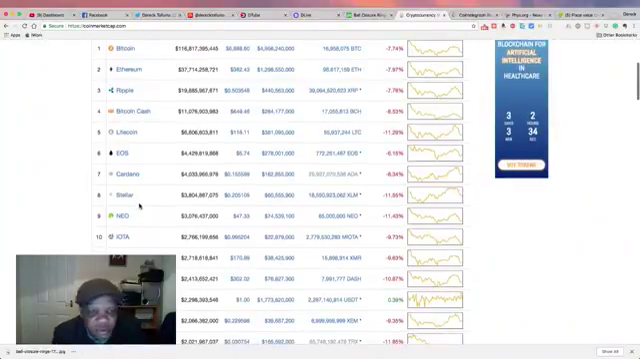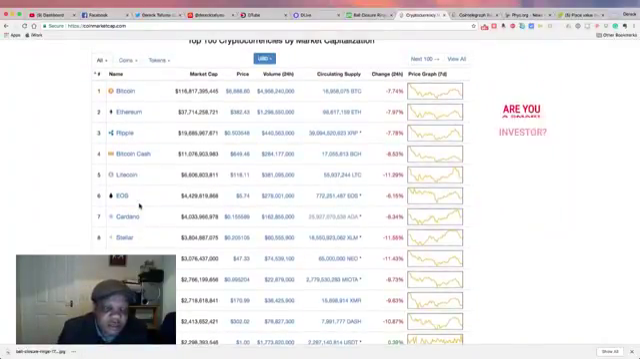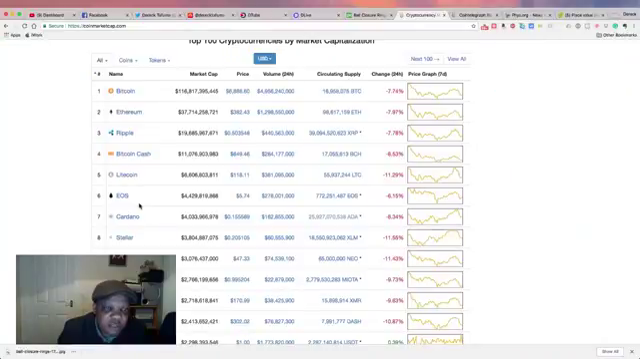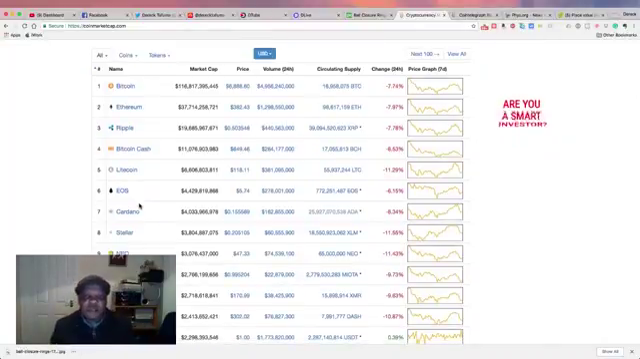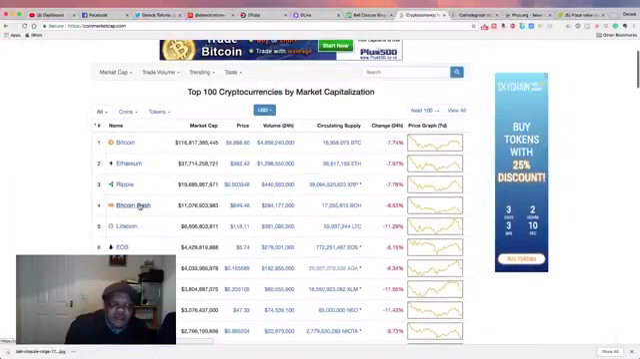2.7 billion, almost 3 billion. Neo has 3.067, 0.076 billion. Stellar is at 3.8 billion. Cardano 4.03 billion. EOS 4.43 billion. Litecoin 6.7 billion. Bitcoin Cash 11.076 billion. So you can see just how much.